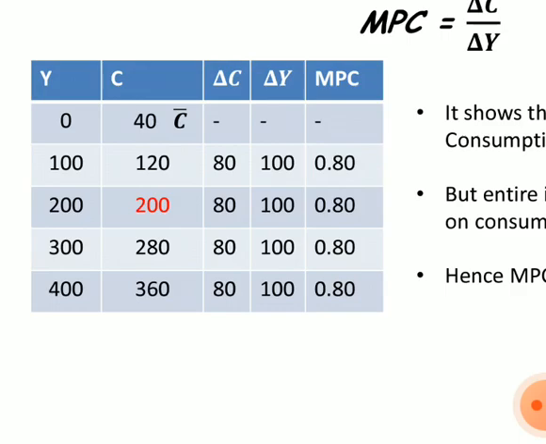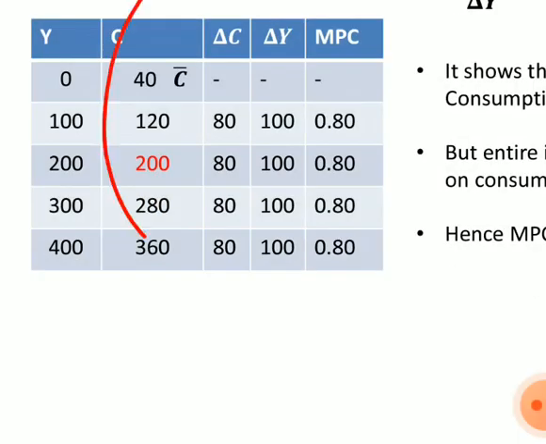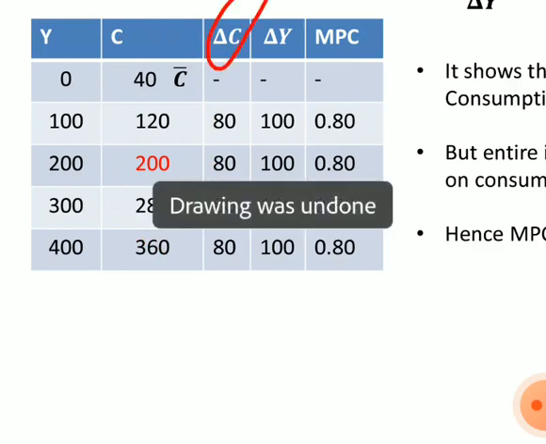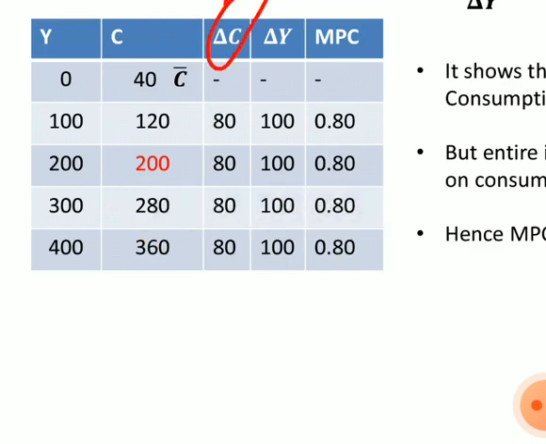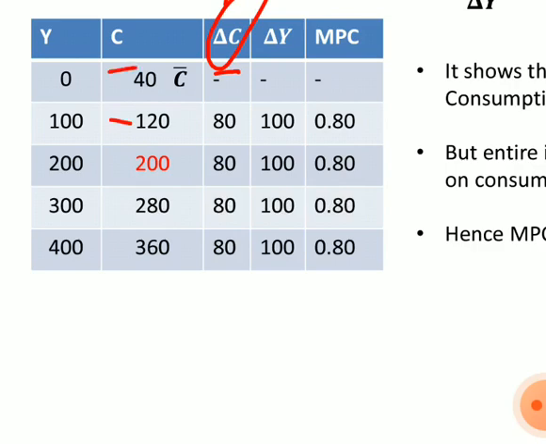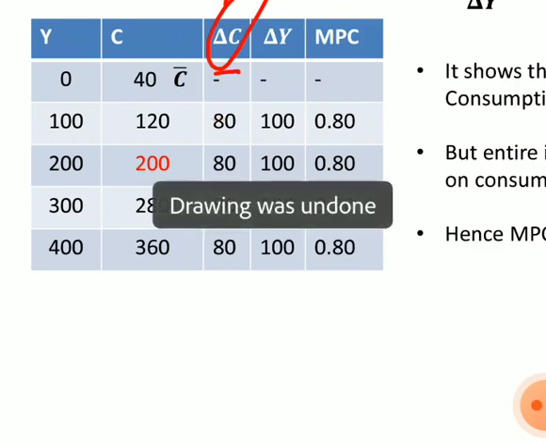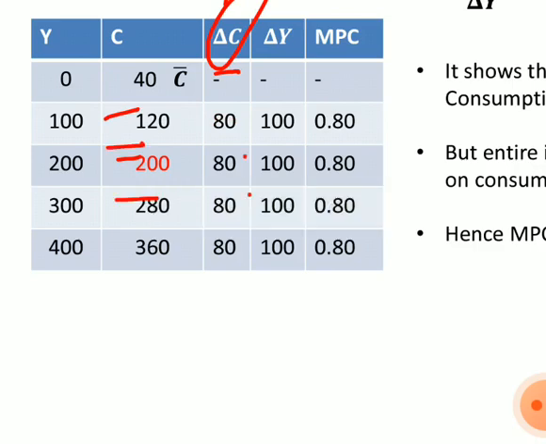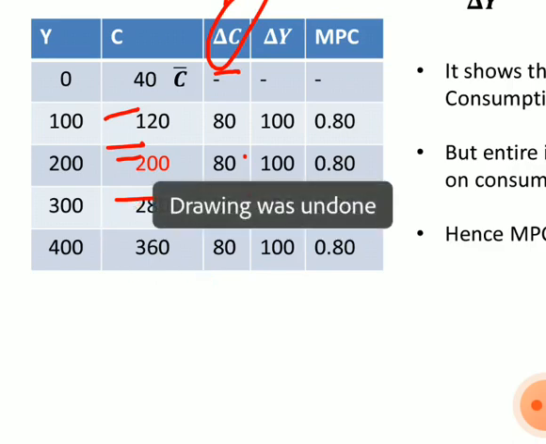So the income is given here, the consumption is given here. What do we have to find? Delta C. How will we find it? By subtracting the upper consumption from the lower consumption. So here it will be 120 minus 40 is 80, then 200 minus 120 is 80, then 280 minus 200 is 80. So lower consumption minus upper consumption. This is how we can find delta C.